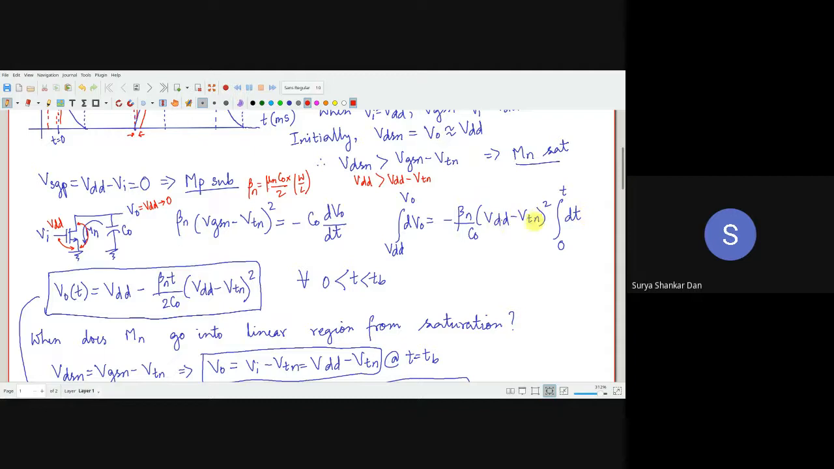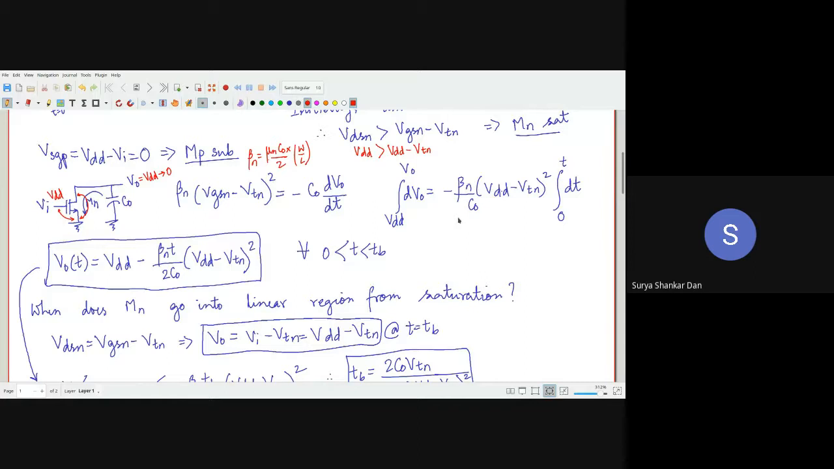Remember, there is no time variant term in this factor. So we have kept it outside this integral. Okay. So what do we get? VO as a function of time t will be equal to, this will be minus VDD, right? So VDD will be on the right side, VDD minus beta N t by this.